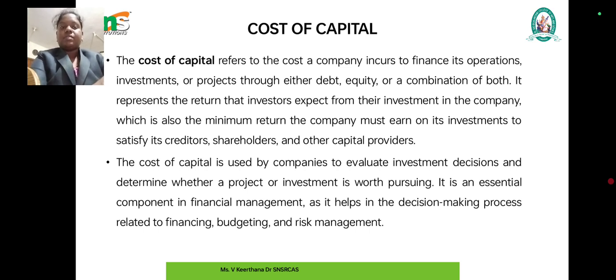So in the first point, we have seen that cost of capital refers to a cost of the company. Also, we have to satisfy shareholders, creditors and other capital providers. In the second step, we use the cost of capital to evaluate investment decisions and determine whether a project or investment is worth pursuing. So we can determine the project or investment's worth based on cost of capital only. Also, it is an essential component in financial management as it helps in the decision making process related to financing, budgeting and risk management.